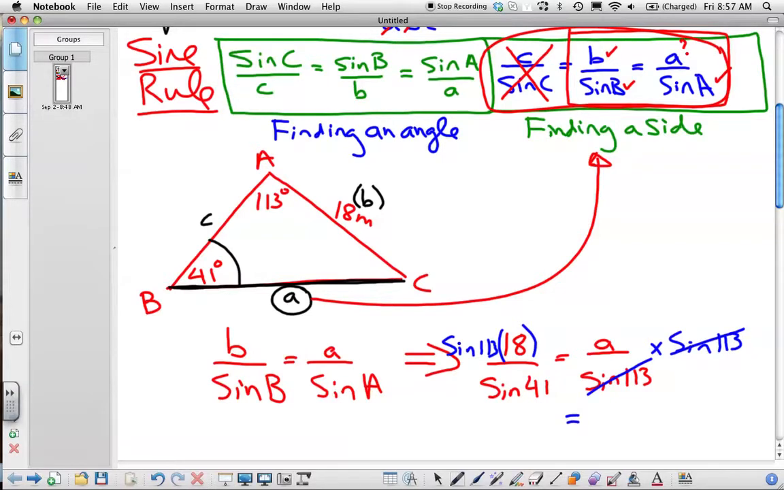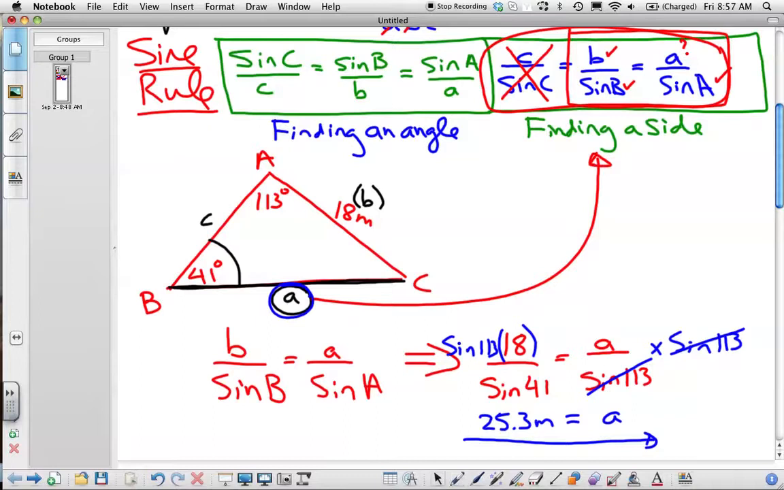And using our calculators, we will calculate that BC, which is a, is about 25.26 meters. So I'm going to say 25.3 meters long. Remember, don't forget the unit. That's very important. So that's when we wanted to find a side, and we use the sine rule.